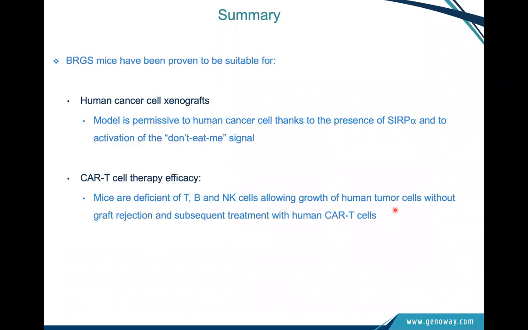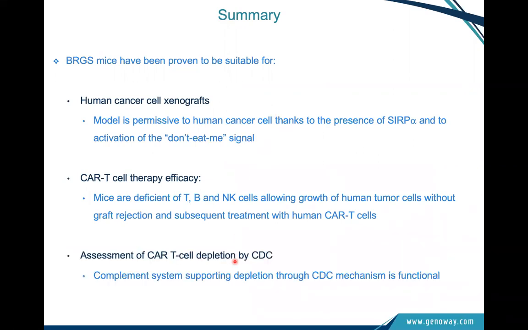So in summary, the model could be used for engraftment with xenografts. They are highly permissive due to a function.ame signal. And CAR T could be assessed, and CAR T depletability could be assessed because the complement cascade is indeed functional in this model.